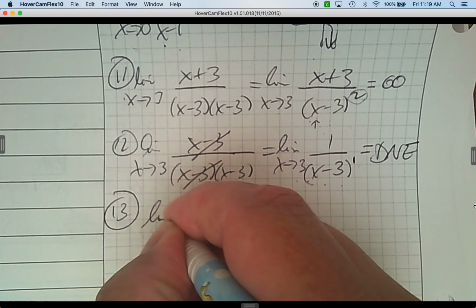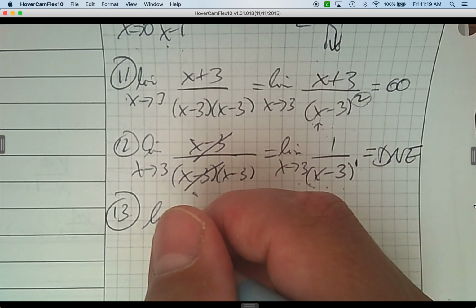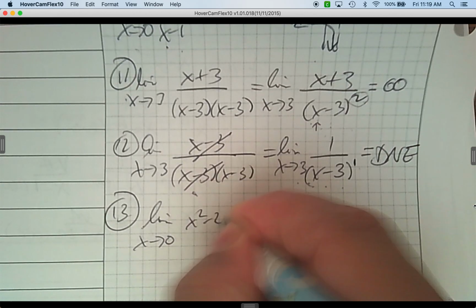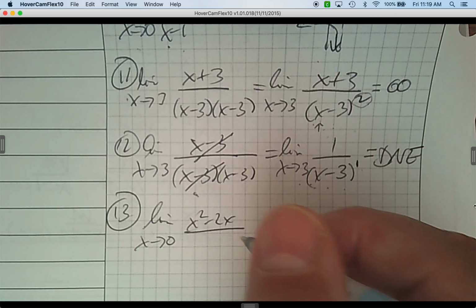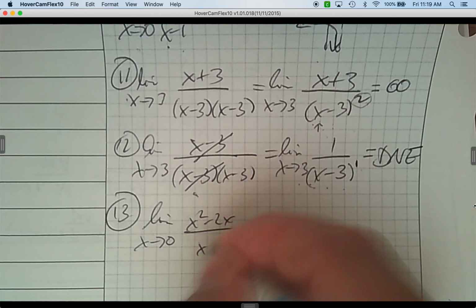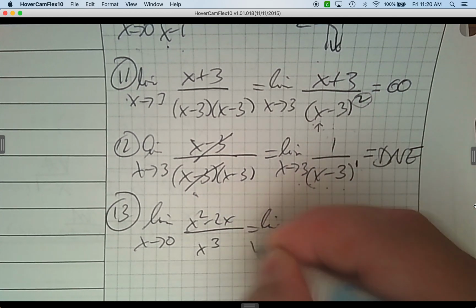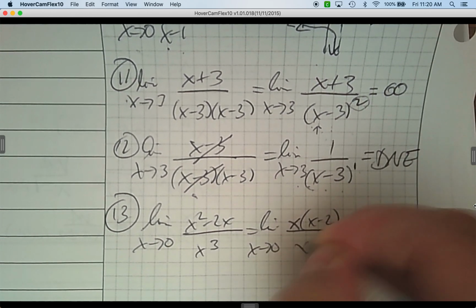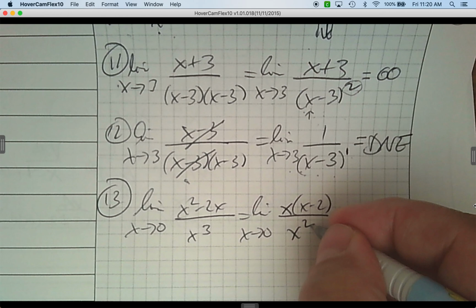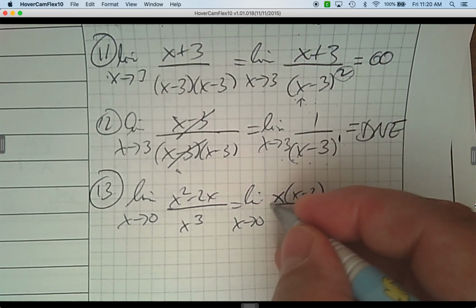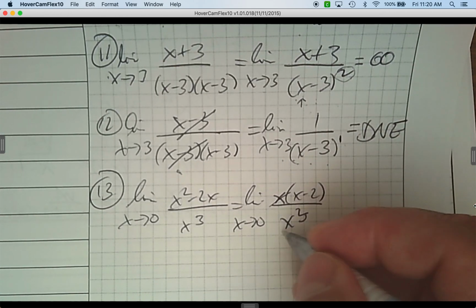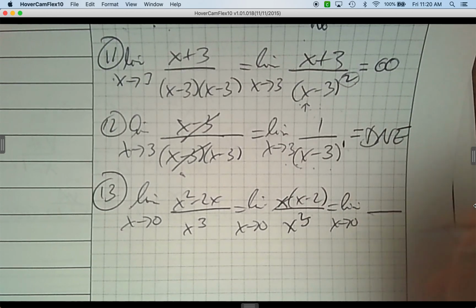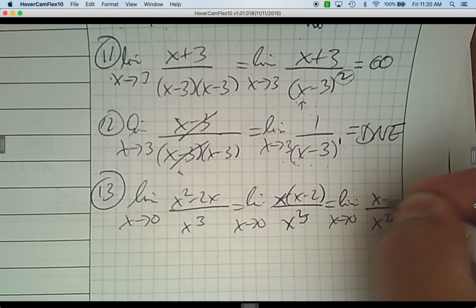The limit as x approaches 0 of x squared minus 2x over x cubed. So the first thing I'm going to do here, again, is I'm going to factor. So if I factor out an x in the numerator, I want you to notice the x does divide out with x cubed, but it doesn't remove it completely. It's still non-removable, but what I'm left with is x squared.